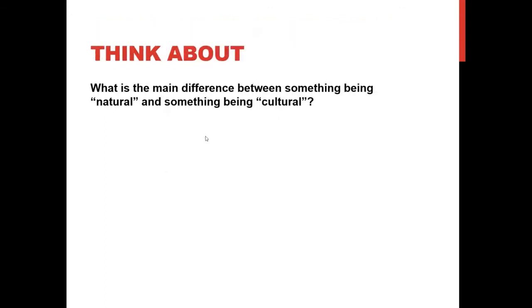Alright, full circle. What is the main difference between something natural and something being cultural? The main difference is natural is biologically inherited and cultural is something learned. So pretty much anything that's learned is cultural. And that sounds simple, but as you'll see next week, these things might get a little less comfortable as we learn more about it.